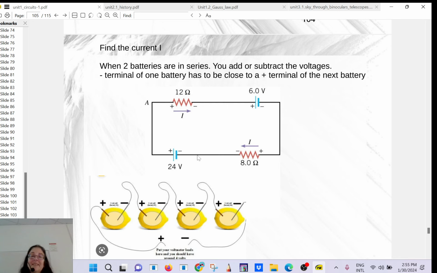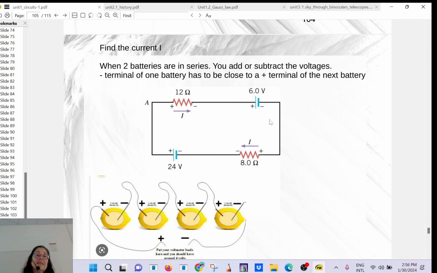Okay, so is that going to work? Remember when I showed you how to make a lemon battery, and I told you that you have copper and zinc. Copper is plus, zinc is minus, and you only provide about 1 volt. So if you want to increase the voltage, you put your batteries in series. But you want to make sure that minus goes with plus, because otherwise they're going to kill each other out.